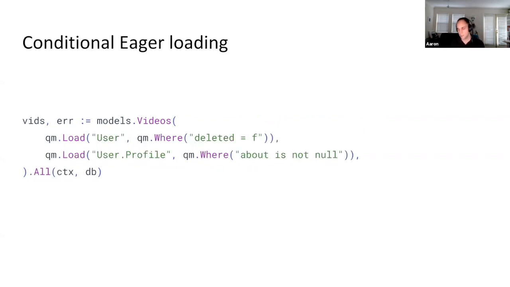And the last thing that we just put into version 3 of SQLBoiler was conditional eager loading, where you can actually decide for each level or each query that you're going to make to the database, you want to additionally say, you know, qm.where or limit or whatever you want to do there. You can adjust that query as needed.